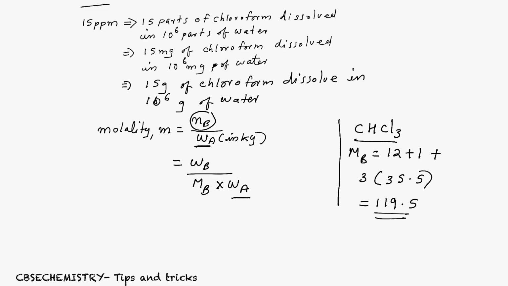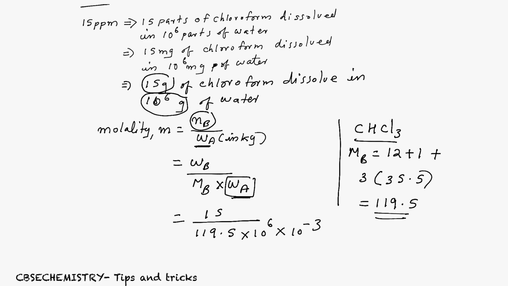Now substitute the values. What is WB? 15. Correct? What is MB? 119.5. Now what is mass of solvent? It is 10 raised to 6 gram. You have to convert to kilogram. So into 10 raised to minus 3. On calculating, you will get 1.25 into 10 raised to minus 4. And what is the unit? Mole per kg. So we got the answer, right?